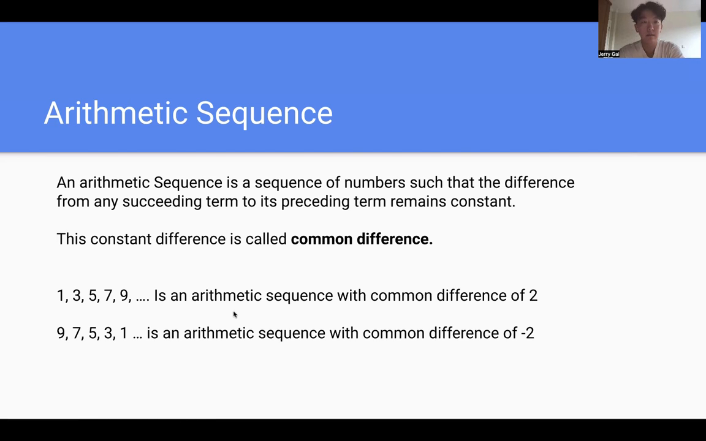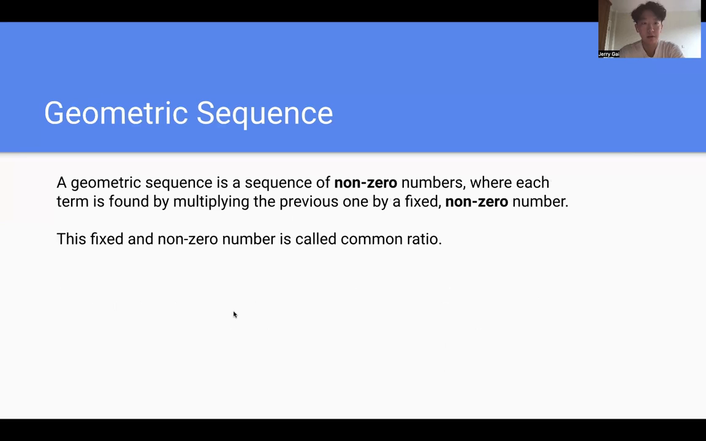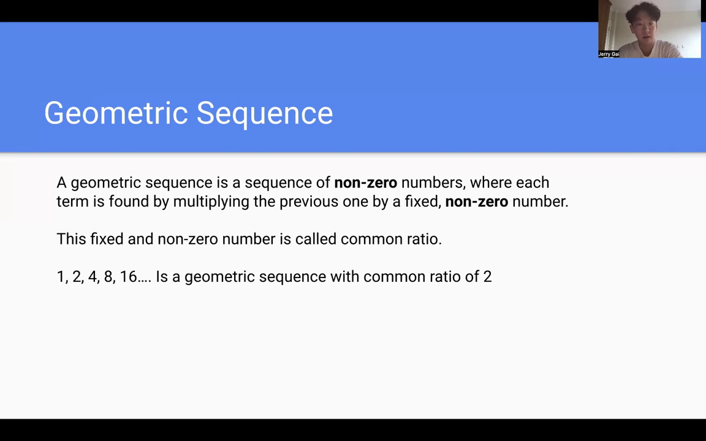Next is geometric sequence. It's a sequence of non-zero numbers, and each term is found by multiplying the previous one by a fixed non-zero number. And this fixed number is called common ratio. So for example, if you have a sequence of 1, 2, 4, 8, 16, then this is a geometric sequence with common ratio of 2. Because if you divide the second term by the first term, like you divide 2 by 1, then you get 2.